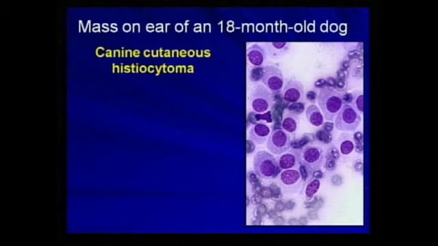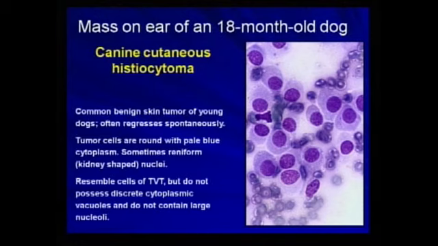One thing that you would have to consider in this case would be a cutaneous plasma cell tumor or a plasmacytoma. What is missing that would help us make that diagnosis? Well, we don't see the dark blue cytoplasm. We don't see the presence of a hof. And we don't see the multinucleated cells, binucleated or trinucleated cells, which are very common in plasmacytomas.